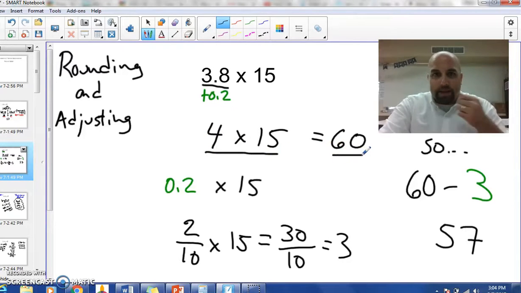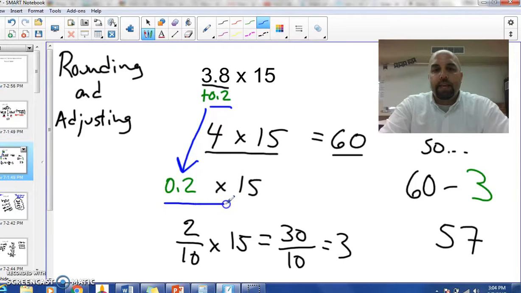I can remember that because I know that in 1 hour, there are 4 15-minute quarters. So I think of it that way. But you can do 4 times 15 however you like. So now I've got 60. That's my rounded answer. But now I need to adjust. Remember that I added this 2/10 here. So I'm going to need to figure out what 2/10 times 15 is. A lot of people are making a mistake. They're not multiplying 2/10 times 15.